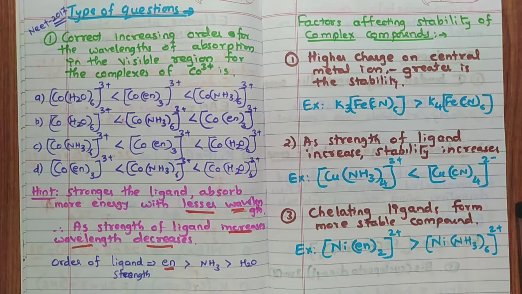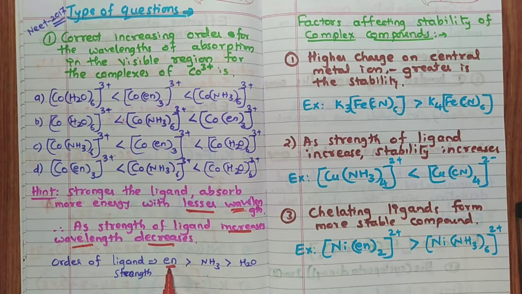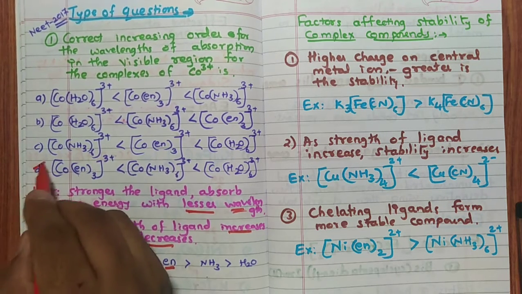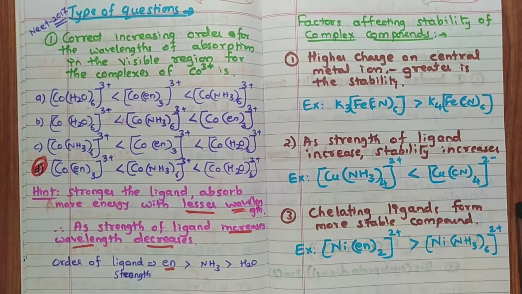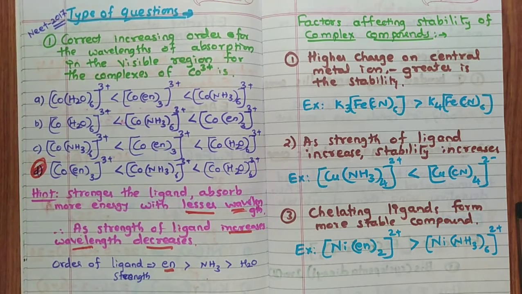Now tell me the answer then. En is a stronger ligand, which means the wavelength absorbed will be very, very less. So the answer should be D. Remember, the answer should be D. Such a question they can ask.